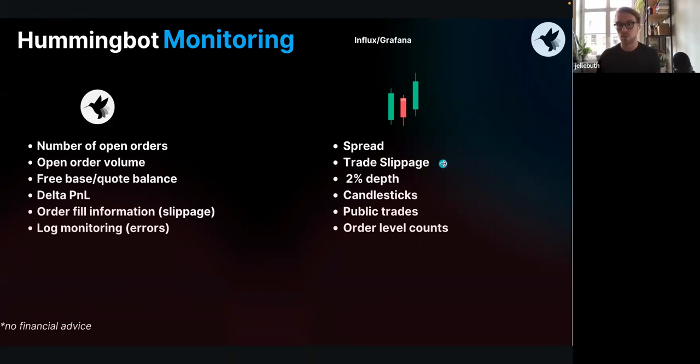This is not only useful for analyzing the quality of the liquidity, but also for you to better understand what is the average slippage that is happening on the trade. So how should I set my pure market making settings? And I'll show that in a bit. 2% depth, 5% depth, and 10% depth is what we track. We have a candlestick chart. We analyze public trades. We analyze the number of orders that are within 2%, just to see how many order levels there are.